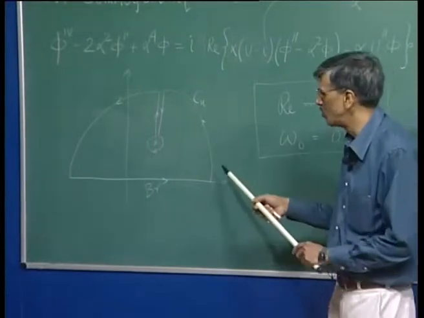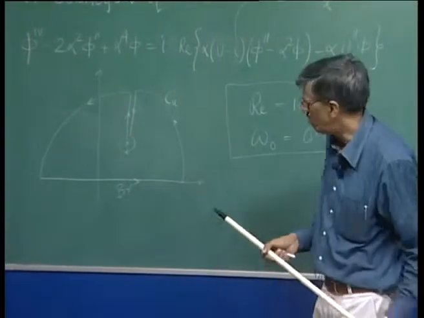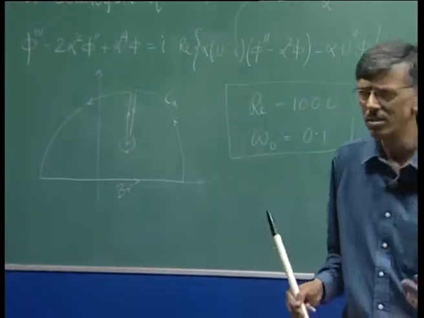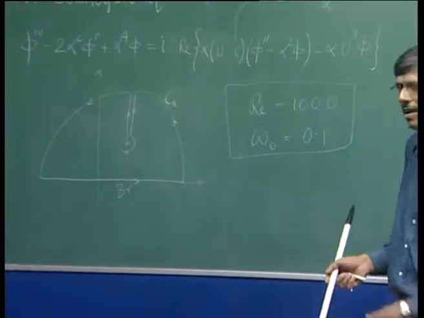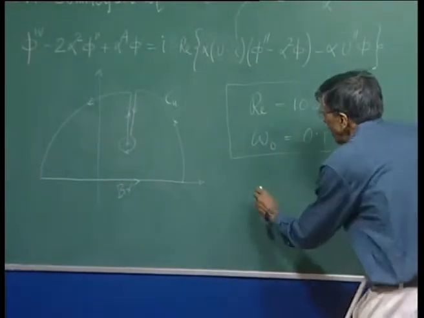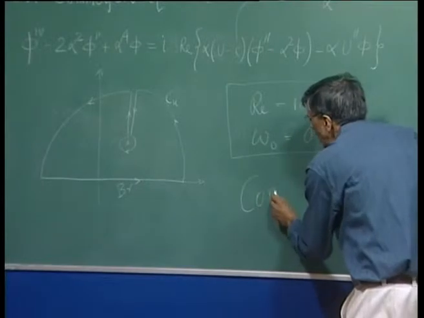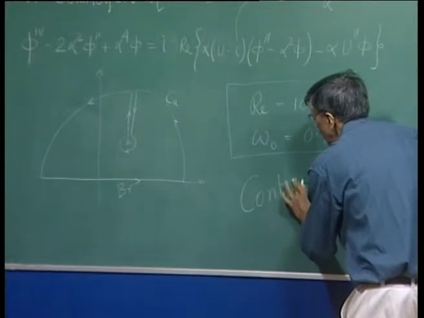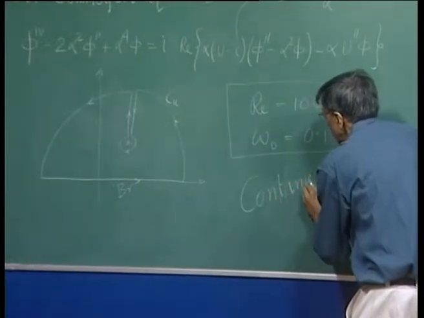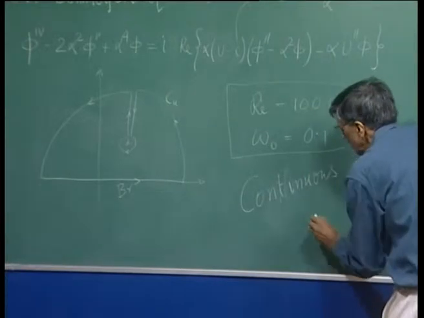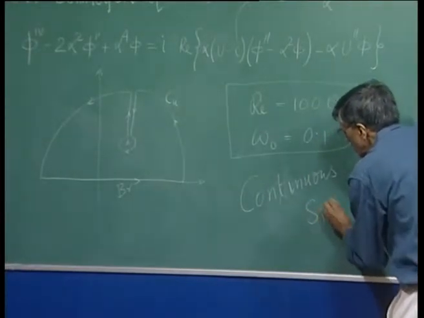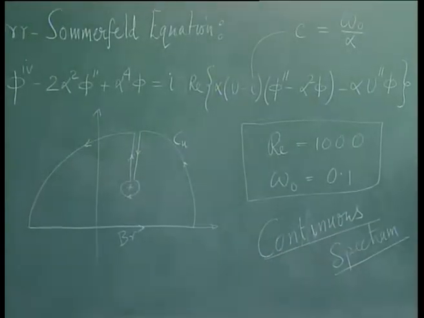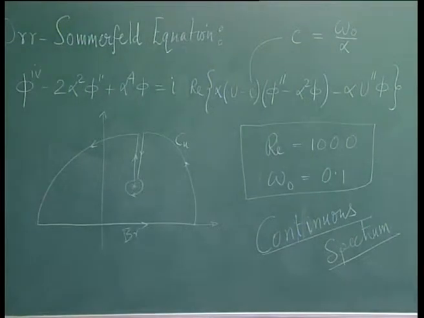People of course barked up the wrong tree. They did not look at the Jordan's lemma path. Instead, they said somewhere from somewhere else something is coming, and this somewhere or something they attributed to as a continuous spectrum. Where would this continuous spectrum be?